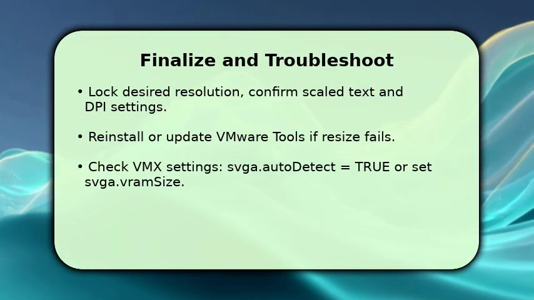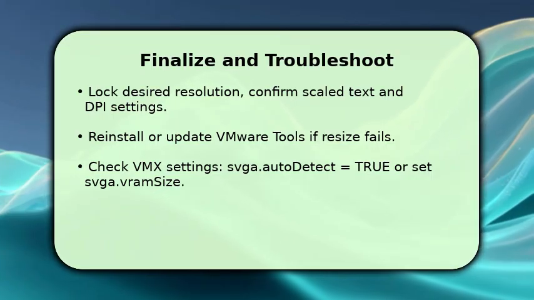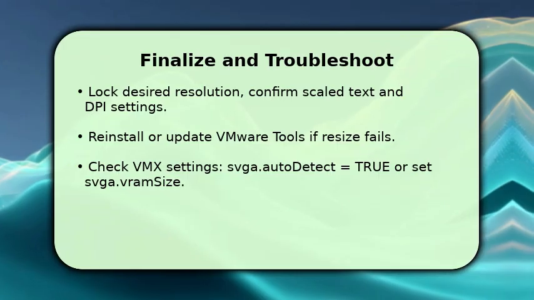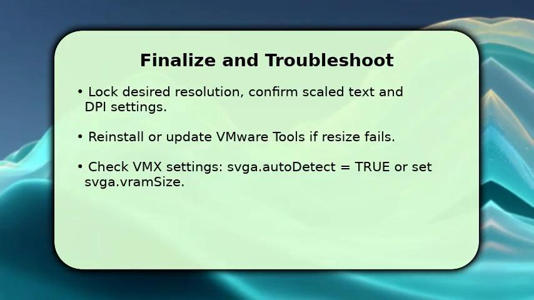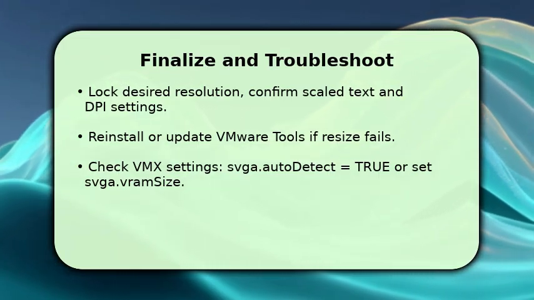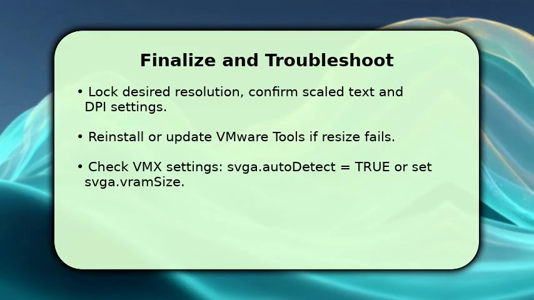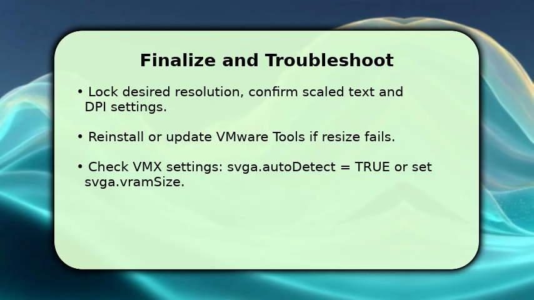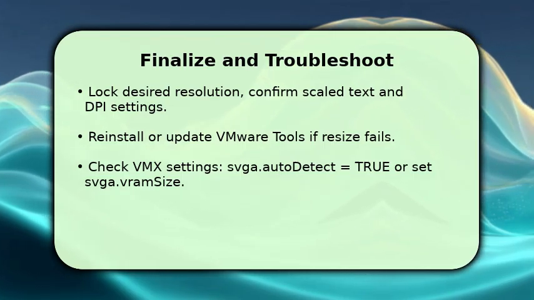If resizing still fails, reinstall or update VMware Tools. That fixes most driver handshake problems. As a deeper fix, edit the VMX file, enable SVGA auto-detect or increase SVGA RAM size to accommodate higher resolutions. If you change the VMX, power off the VM before saving.